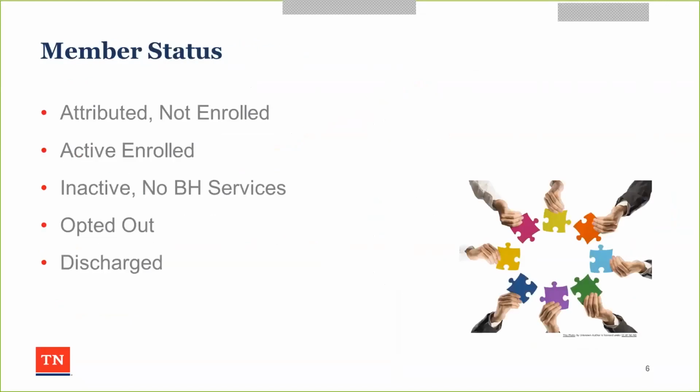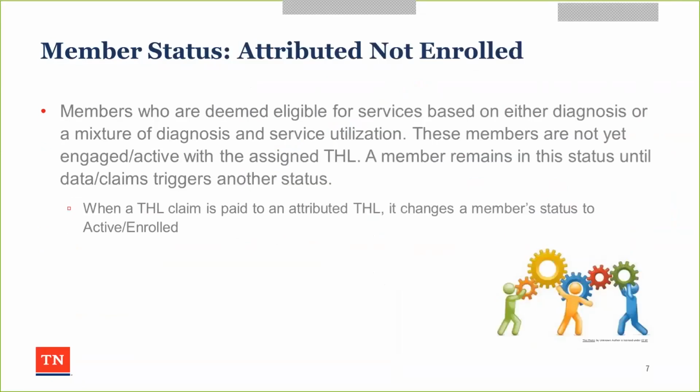There are multiple member statuses that could be attributed to or assigned to a member. There's attributed not enrolled, active enrolled, inactive no BH services, opted out, and discharged. We'll go through each of those now.